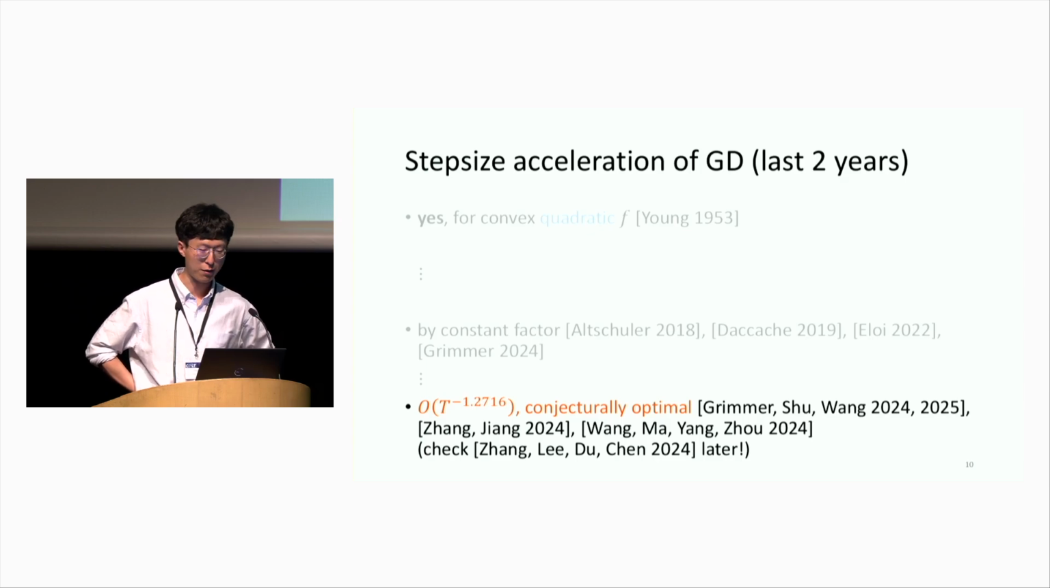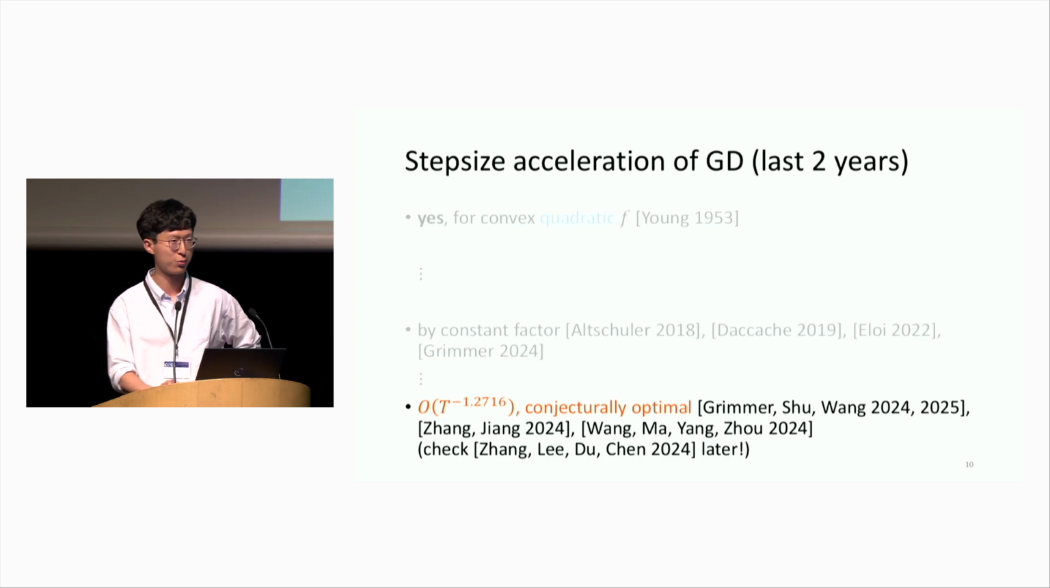Just in the last couple of years, there has been many interesting works trying to understand this. There will actually be another talk on this topic later in this session. An interesting part is that somehow the fastest rate that people achieve is still this weird-looking 1.27, and this is actually conjectured to be optimal.